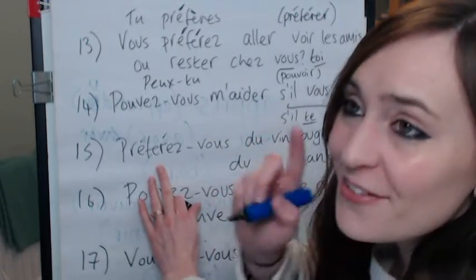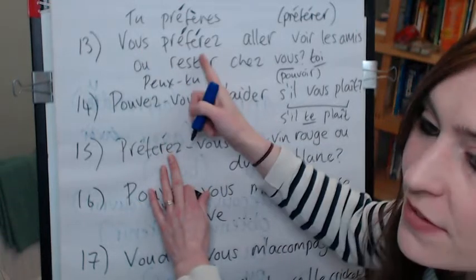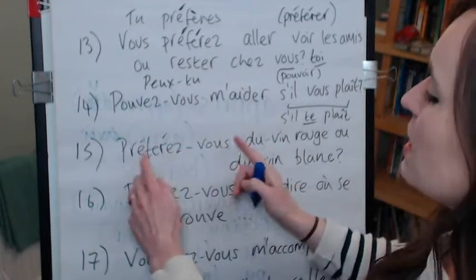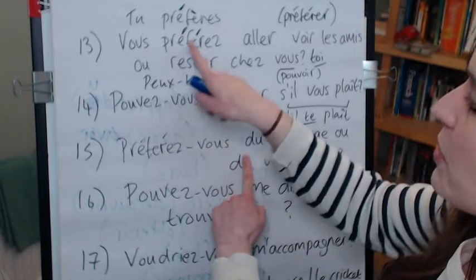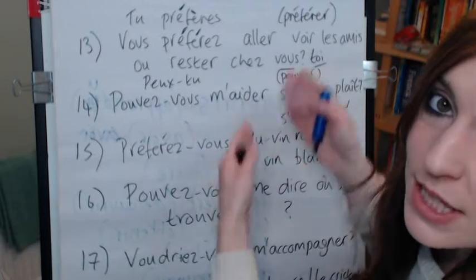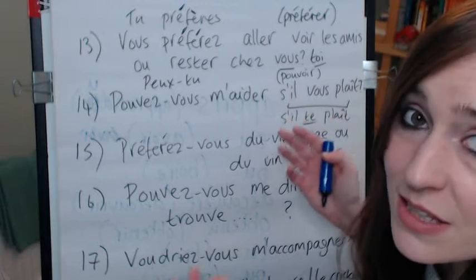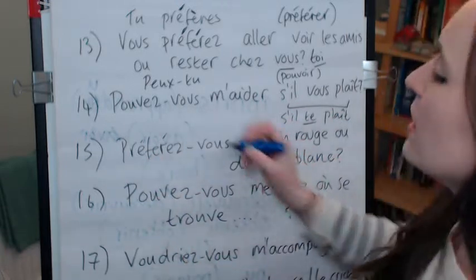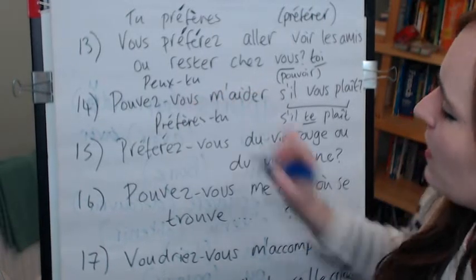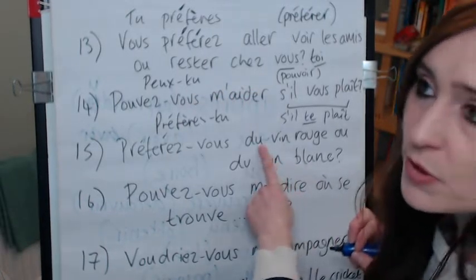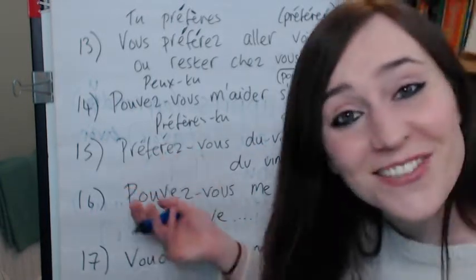Up here we've got vous préférez, but here we've got préférez-vous. That's just the subject pronoun and verb inversion. Vous préférez becomes préférez-vous. They can both be questions. This one needs your intonation to go up at the end. This one doesn't need anything because the inversion already denotes a question. So, préfères-tu du vin rouge ou du vin blanc? Ça dépend. Pour moi, ça dépend de la saison. It depends on the season.